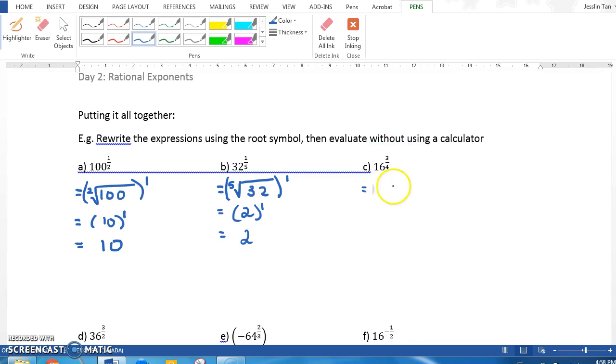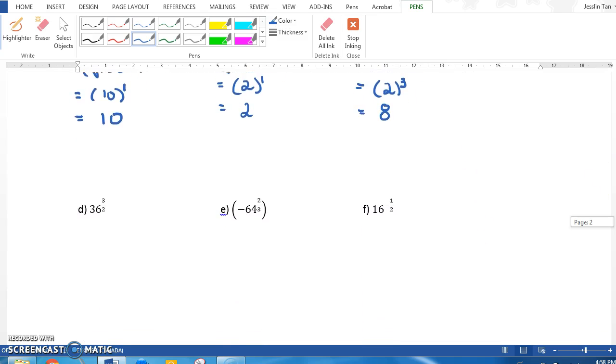if we take a look at 16 to the exponent of 3/4, we have the 4th root of 16 all cubed. So then if I'm solving this, I end up with a number multiplied by itself 4 times to give me 16. That works out to be 2. And that answer is cubed. 2 times 2 times 2 then works out to be 8.